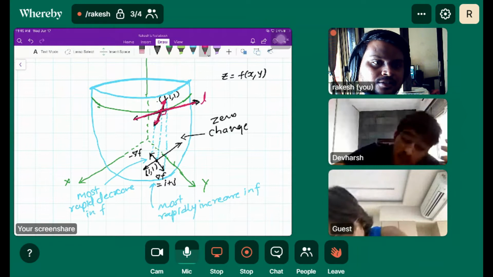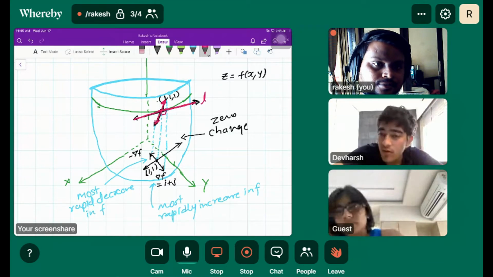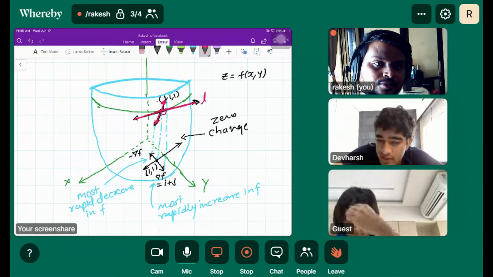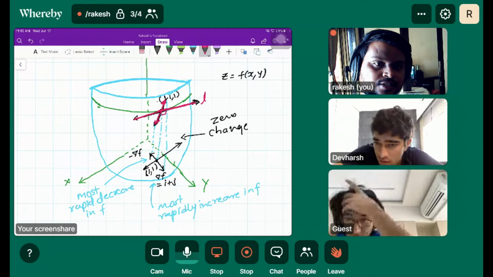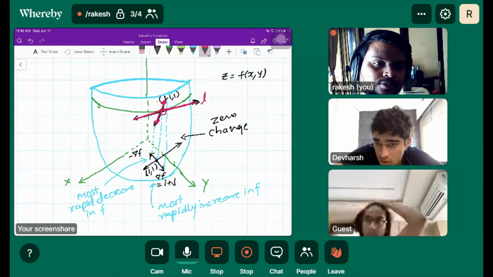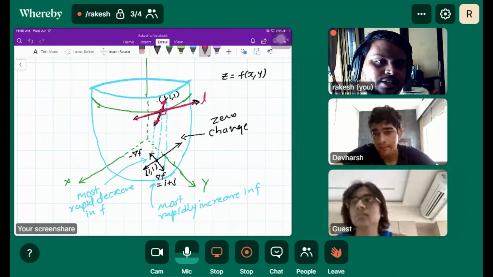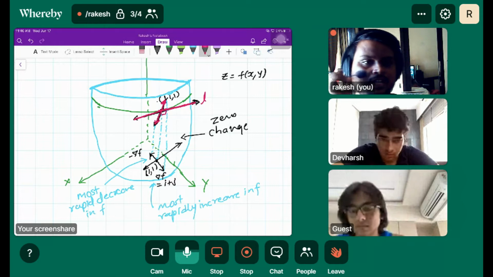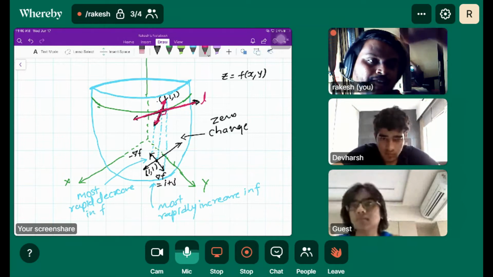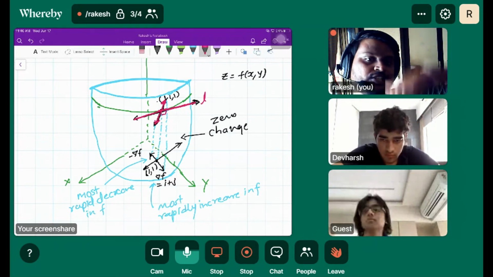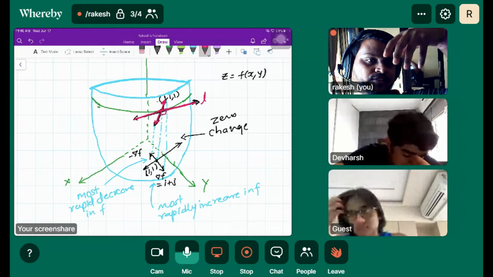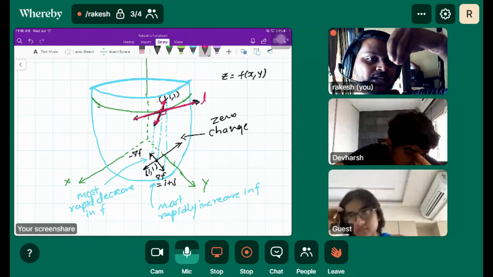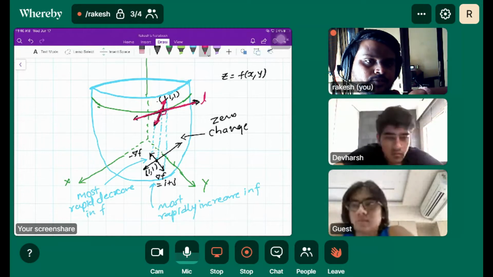So when you mean del F, do you mean the small change in F? Del f is the change in f, the rapid change in f. So that is basically the perpendicular line, right? So see, I have drawn the projection to represent the del f, to represent the gradient vector. I have drawn the projection of that line on the xy plane.